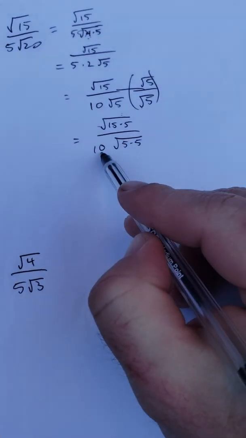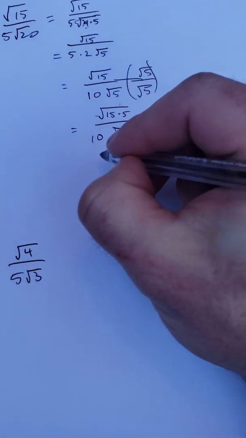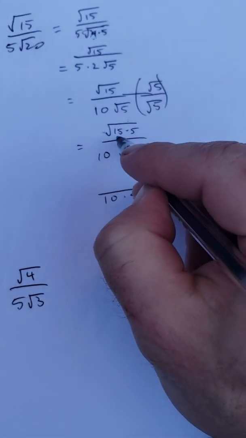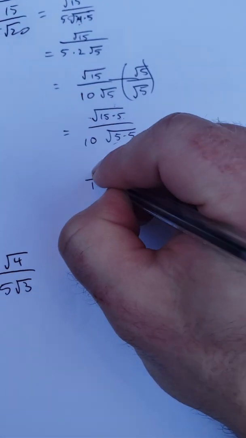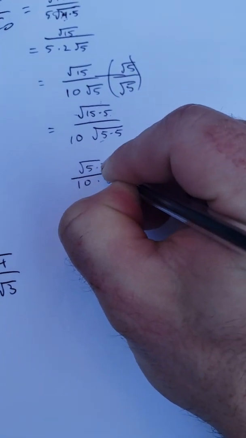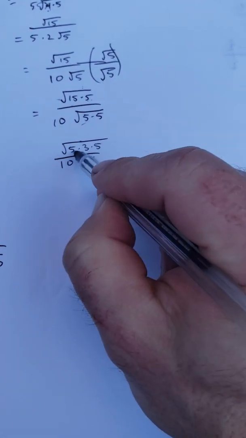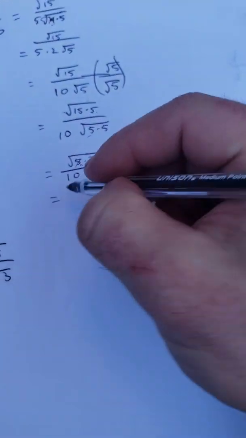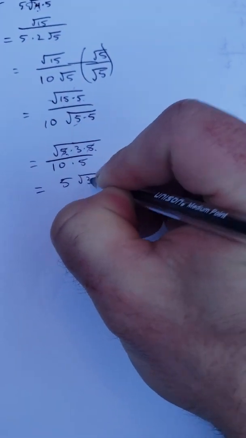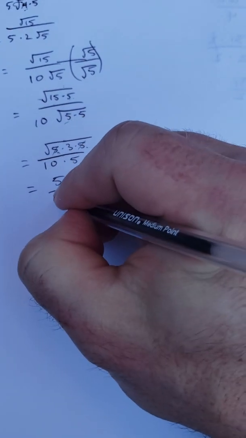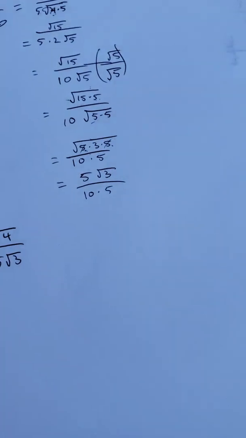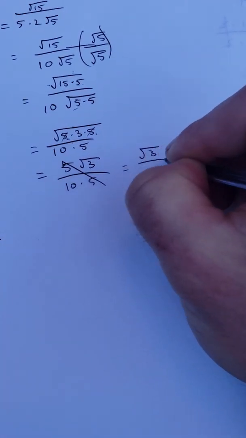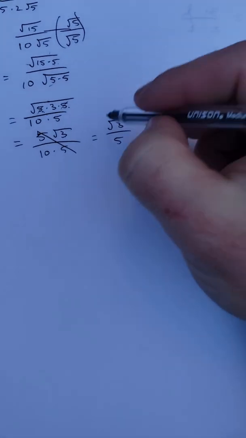And what do I see right here? I see that I have square root 5 twice. That can come out. So 10 times 5 on bottom. And I see that I have 15 times 5. So this is square root 5 times 3 times 5. Well, I have the 5 and 5. That's gone. So again, we can keep on simplifying here. And we're going to go 5 square root 3 over 10 times 5. What do I see on top and bottom right now? That's gone. I end up with square root 3 over 5... no, square root 3 over 10. This is where we need to get.